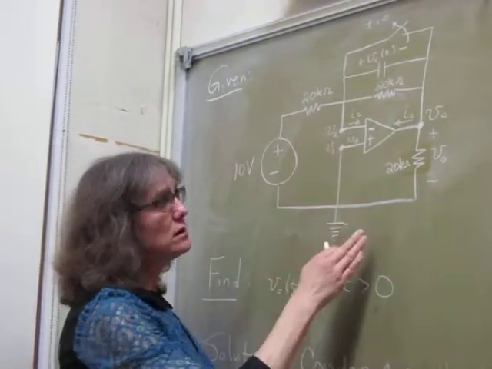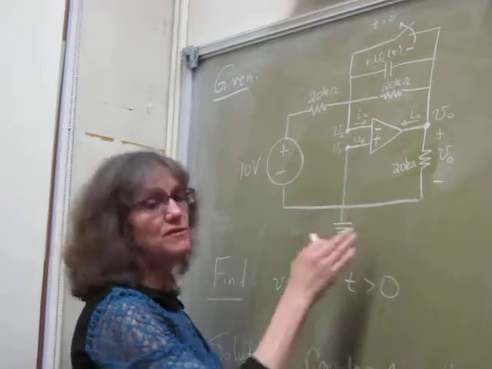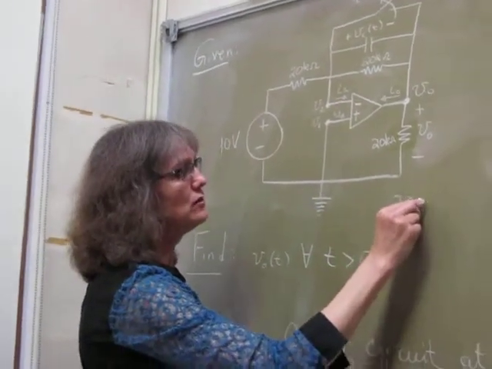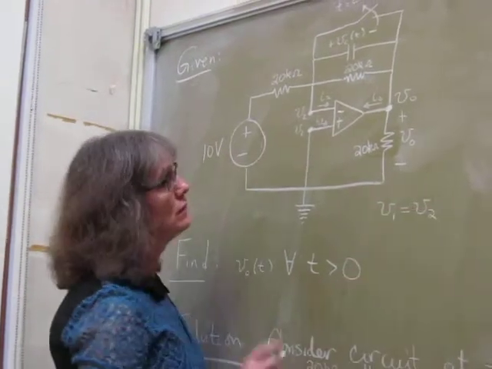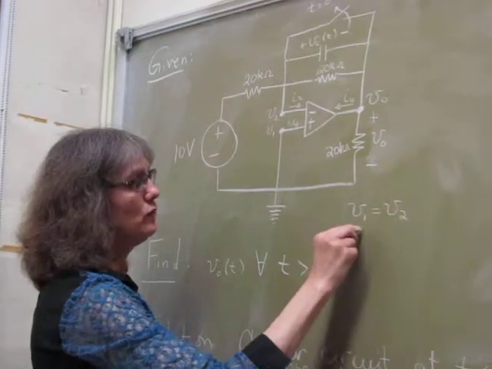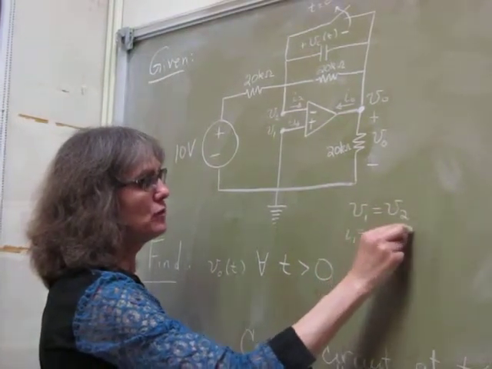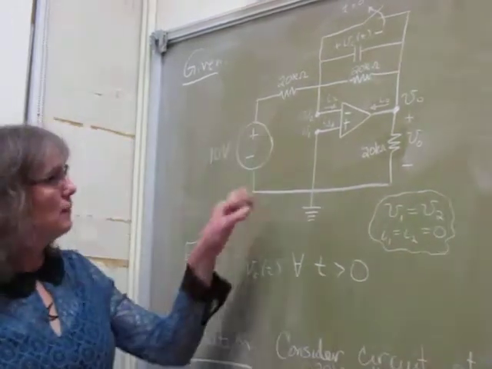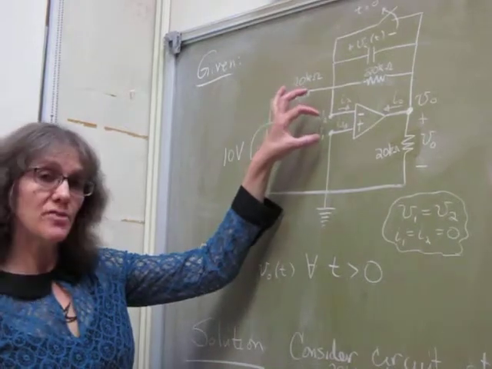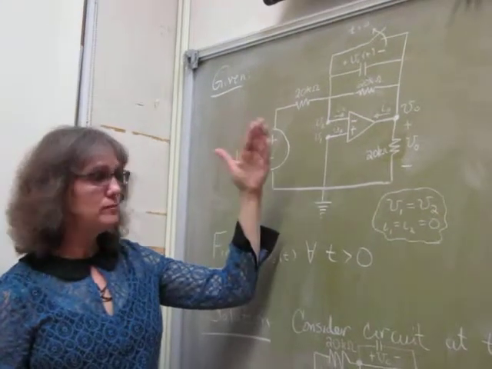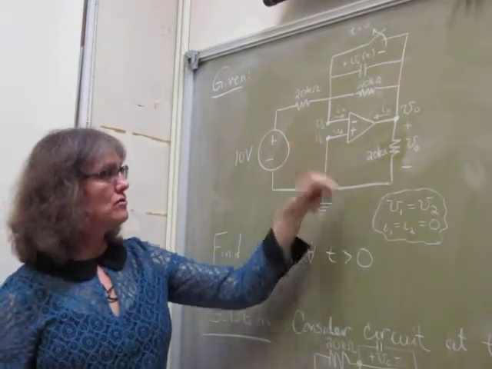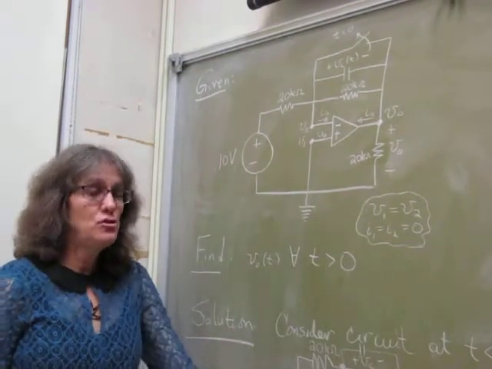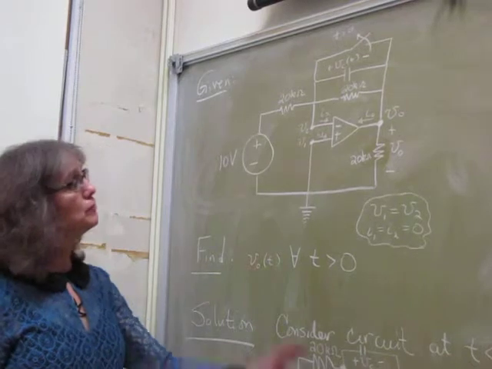Okay, here's the model of the op-amp. If it's ideal, then V1 is equal to V2, and I1 and I2 are both 0. So this is the model. For an ideal op-amp, the voltages at the input nodes are the same, and the currents are 0. That's it. If you just use that model, then you're fine.